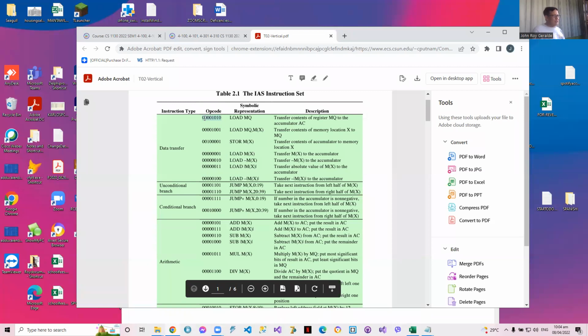Now you see, there's an opcode. Because this is a binary computer, when you program them, usually programmers use the opcode in binary. But in writing the program, you write the program using the symbolic representation. Okay?